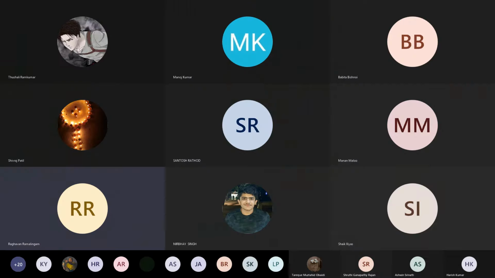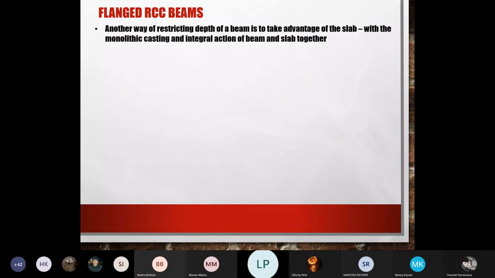So if you have a singly reinforced beam and you are not able to design it for the restriction of depth, what is the solution that you have seen till now? Sir, we can use doubly, I mean, double. You design it as a double reinforced beam. So similarly, this is another way for the same purpose, which is to restrict the depth of a beam.